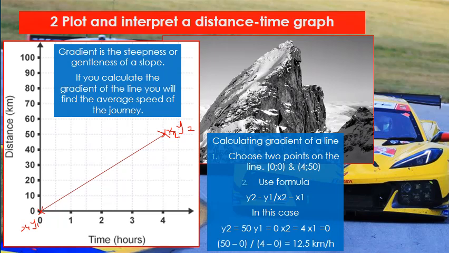Then for this point here, the second point, let me go back. So we know the coordinates at this point is x is 0, y is 0. So the coordinates here is 0, 0. Then for this point, we know the coordinates is 4 and 50, so it's (4, 50).